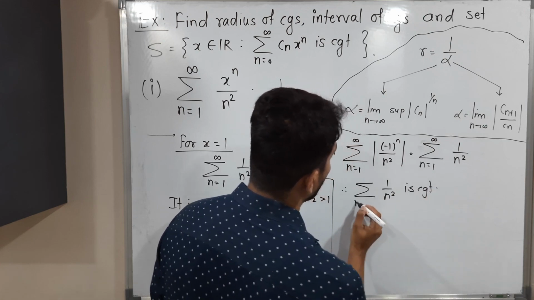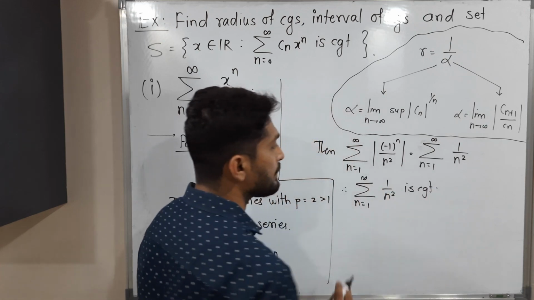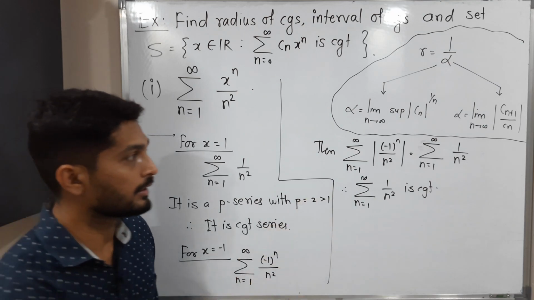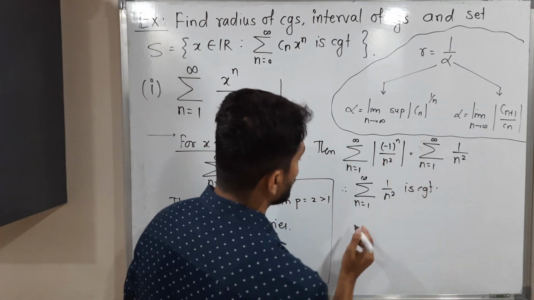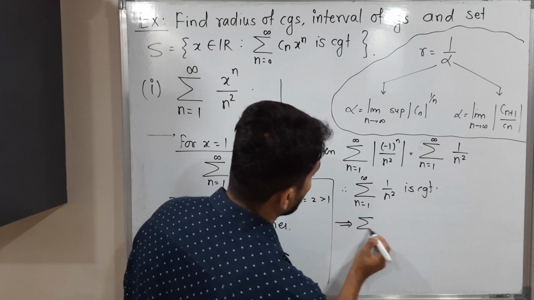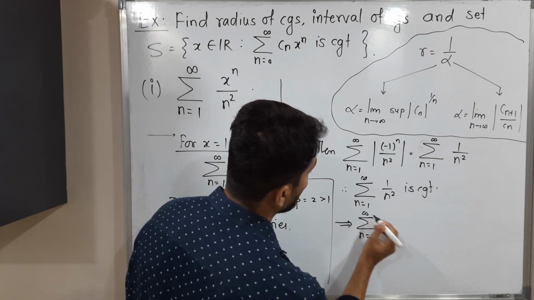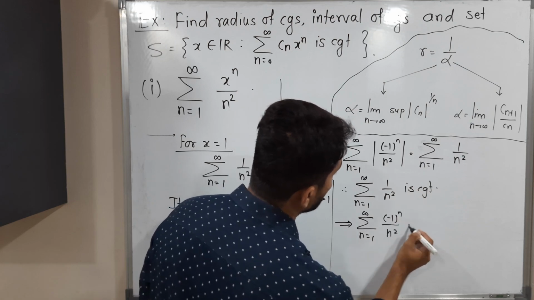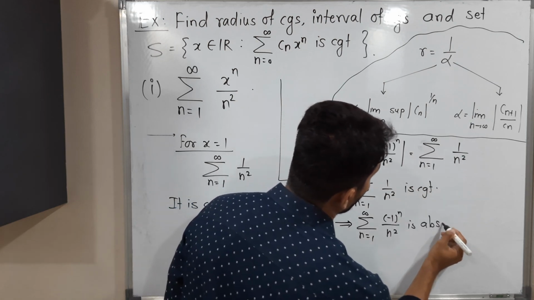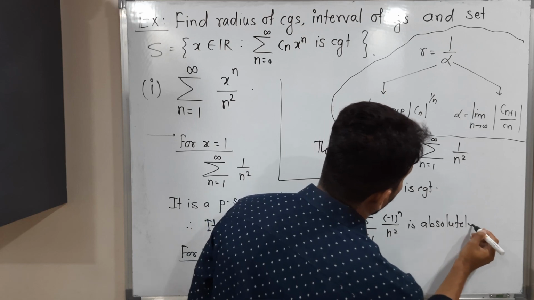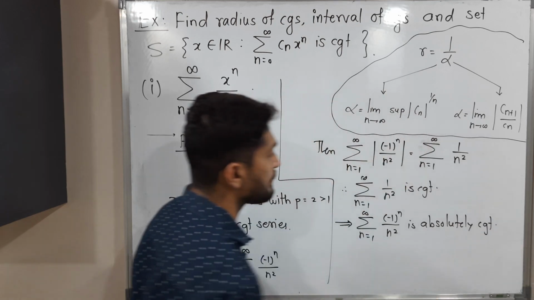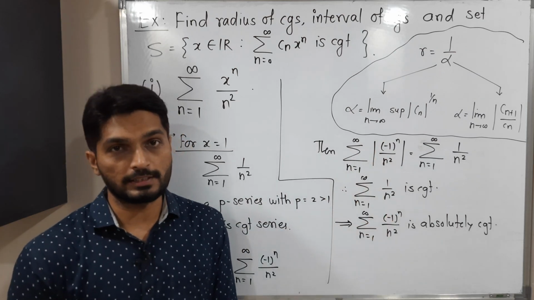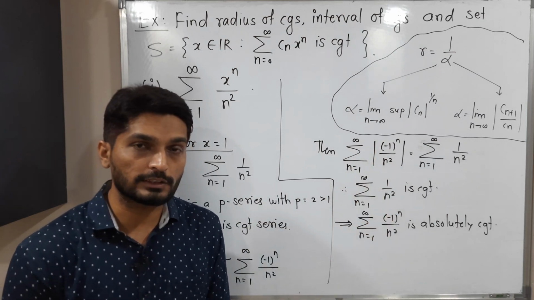The reason is the same. What is the reason? Since it is a p series with p equal to 2, which is greater than 1, it is convergent. But see, this is nothing but mod of this one, no? So I can say summation n running from 1 to infinity of mod. That means we say it is absolutely convergent. Why are we saying it is absolutely convergent? Since by applying mod also we get a convergent series. So that's why we say it is an absolutely convergent series.